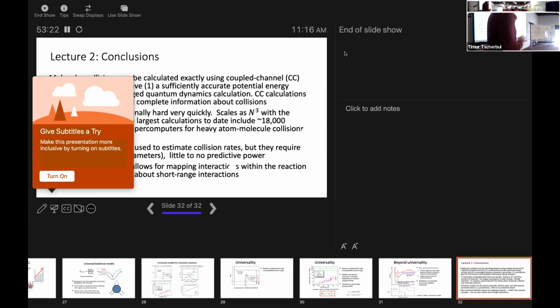Non-universal behavior is interesting, not just because it does not agree with the universal model, but because it allows us to control molecular collisions with external fields, and it allows us to learn a great deal, hopefully, about short-range interactions in collision complexes of molecules. And I think I'm done. Thank you for your attention.